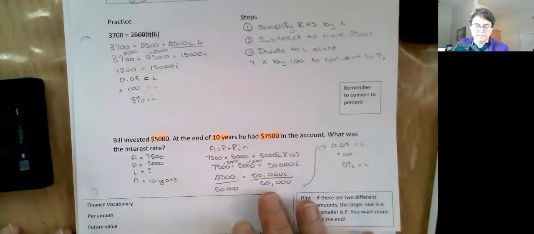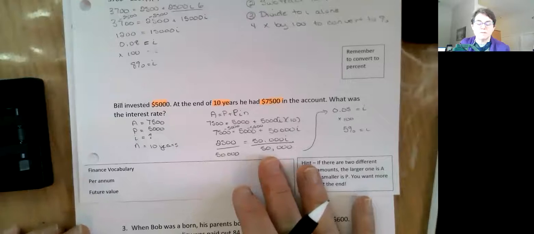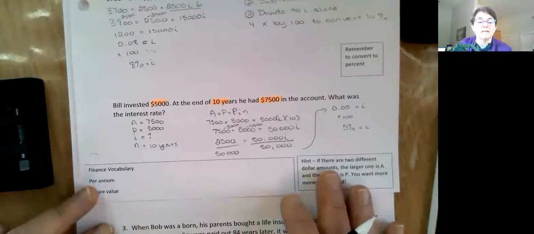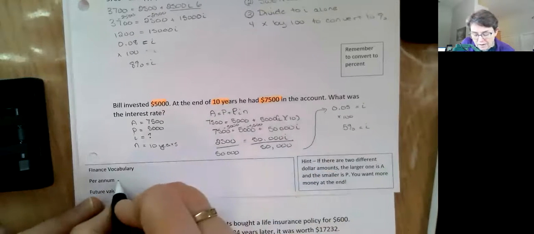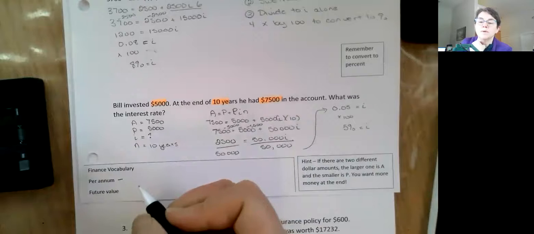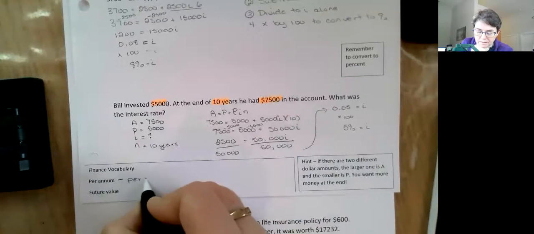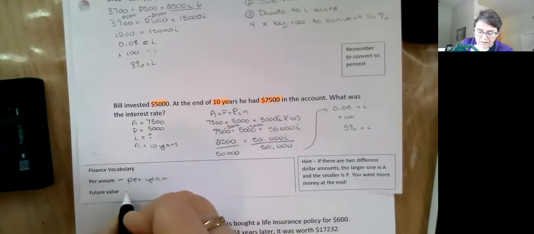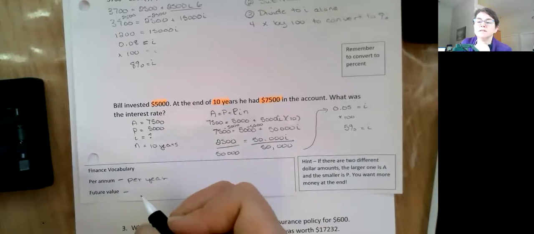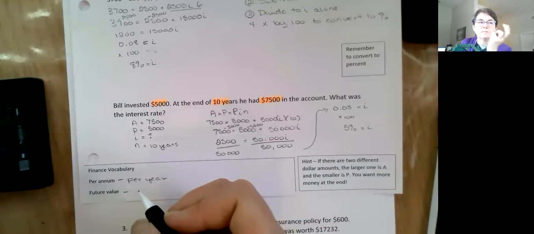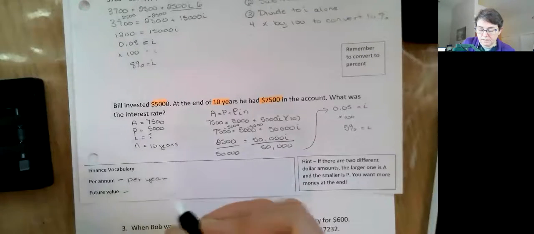All right, little finance vocabulary I threw in. It's just taking up every little bit of paper I could. Okay, if you ever see PA or per annum, that's just fancy Latin for per year. And future value is just, I guess, if you do an investment or something that you know what it's worth at the end.